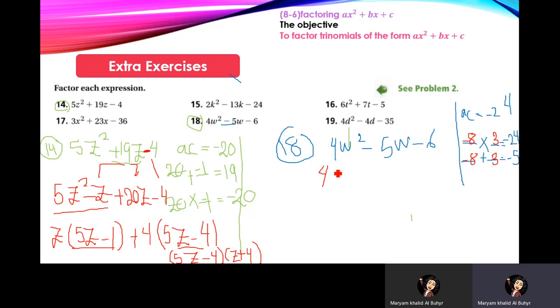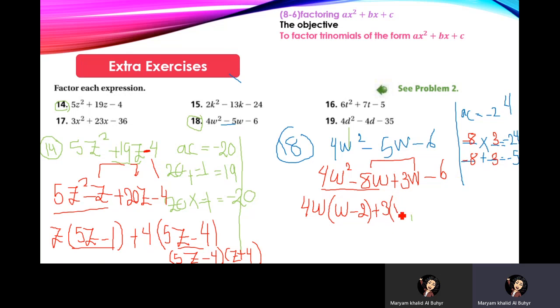So I'm going to write 4w to the power 2. Why am I going to write it like this? The factorization for this one will be -8w plus 3w minus 6. Why did I write this? Because I can take a common factor of w. The remaining inside is w minus 2. This side I can take out 3, only 3, plus 3.